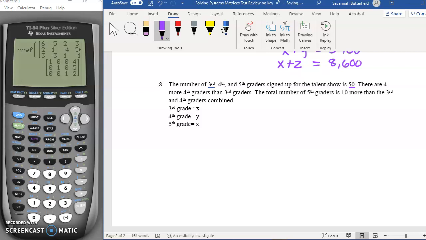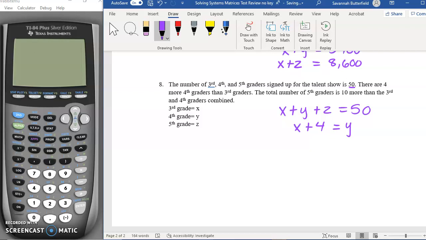And so the easiest one is to use the total. Anytime you see a total, you can make an equation out of it. So it's saying 3rd, 4th, and 5th grade combined is 50 for the talent show. So that would be X plus Y plus Z equals 50. And then it says there are 4 more 4th graders than 3rd graders. So we could say that X, 3rd grade, plus 4 more kiddos, that would equal 4th grade. So that would be equal to Y.